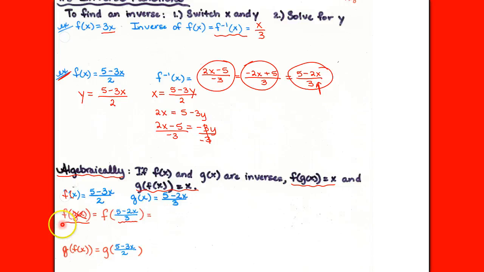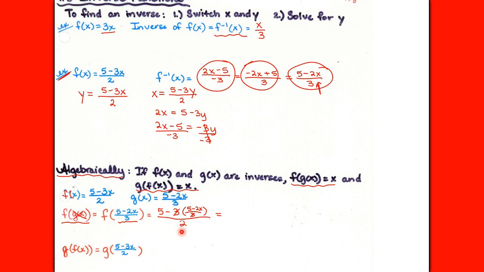So let's start with f of g of x. G of x was 5 minus 2x over 3, so let's just replace g of x with what it's equal to, 5 minus 2x over 3. Now I have f of that fraction. So f of that fraction says put that fraction in the place of x in the f function. So that would be 5 minus 3 times the fraction over 2.